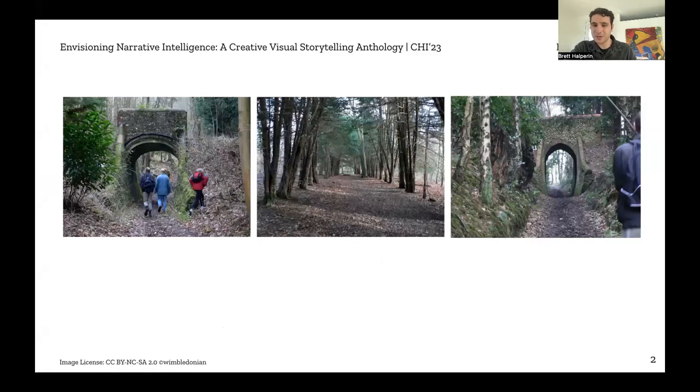Take a look at these three images here, and in your head, try to come up with a story that you might write about these images. Take a few seconds to do that right now.